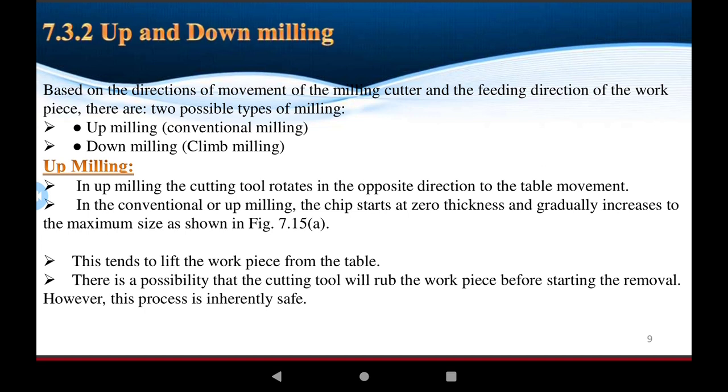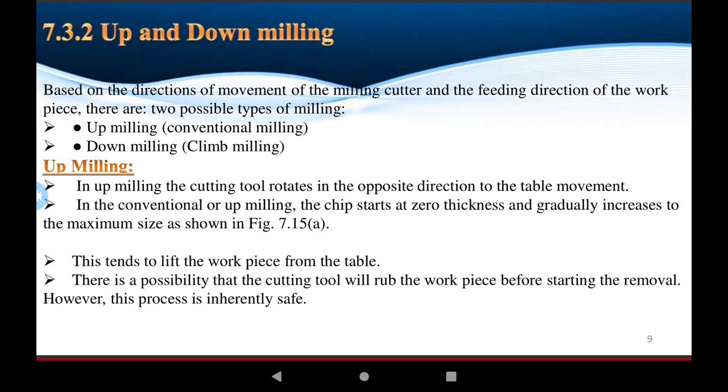There are two possible types of milling. Okay, up milling and conventional milling. Okay, up milling means conventional milling. Conventional milling cuts less material with the milling cutters. Down milling is climb milling. Okay, climb means holding, the clamping of the workpiece. Okay, and up milling.